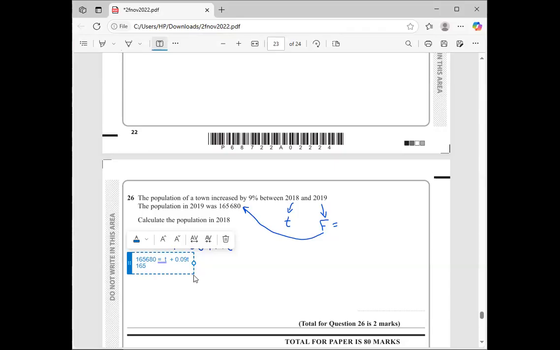Pardon? Eleanor, are you there? Yes. Okay, what do you think should happen on the right-hand side?